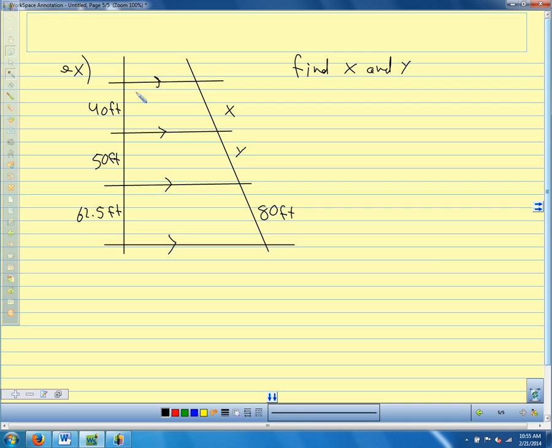So we have 4 parallel lines. Here are our intersecting transversals. So our technique, our fallback method of solving problems, is going to be to write proportions. So what proportion could we write for X, to solve for X?